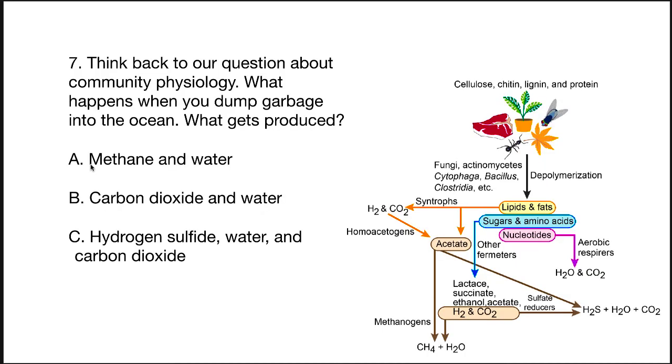Okay, think back to our question about community physiology. What happens when you dump garbage into the ocean? If you think about this, what you'll realize is that the oceans have sulfate ion in them. Because they have sulfate ion in them, they're going to take polymers, degrade them, and then sulfate reducers will dominate, and you'll end up producing hydrogen sulfide. Hydrogen sulfide is a poisonous gas, and this has actually resulted in fish kills. So it's something we should not be doing.